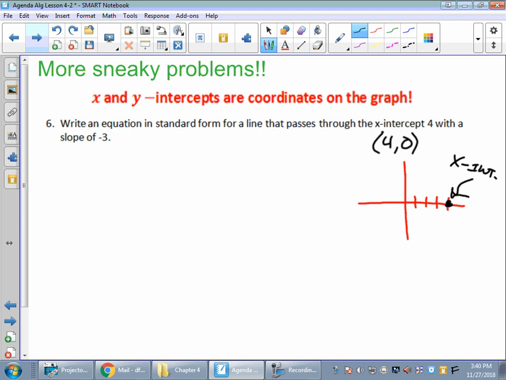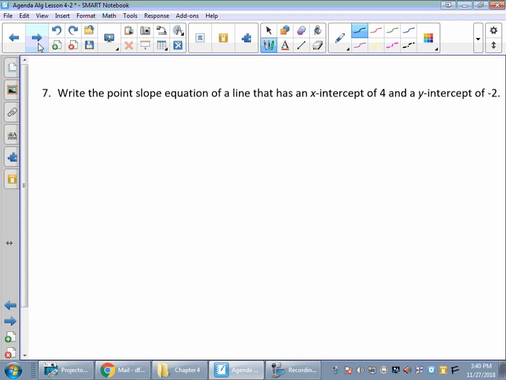So now I would have my slope of -3, and I'd have a point, 4, 0, to work with. So I could actually find this equation. I could do the problem because I have my slope and I have a point to work with. I'm not actually going to do it, just now you have the ability to do it. Let's go ahead and look at number 7.